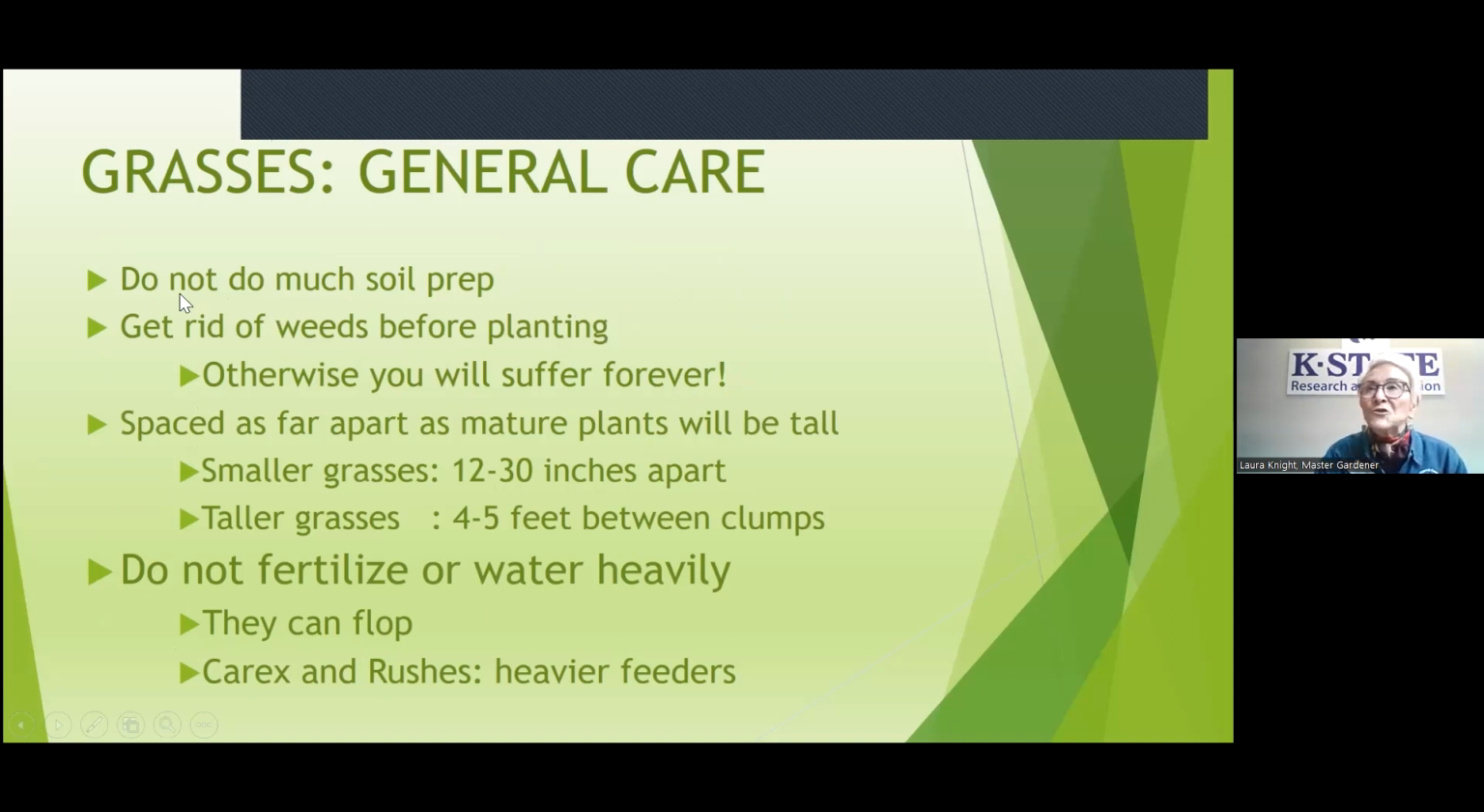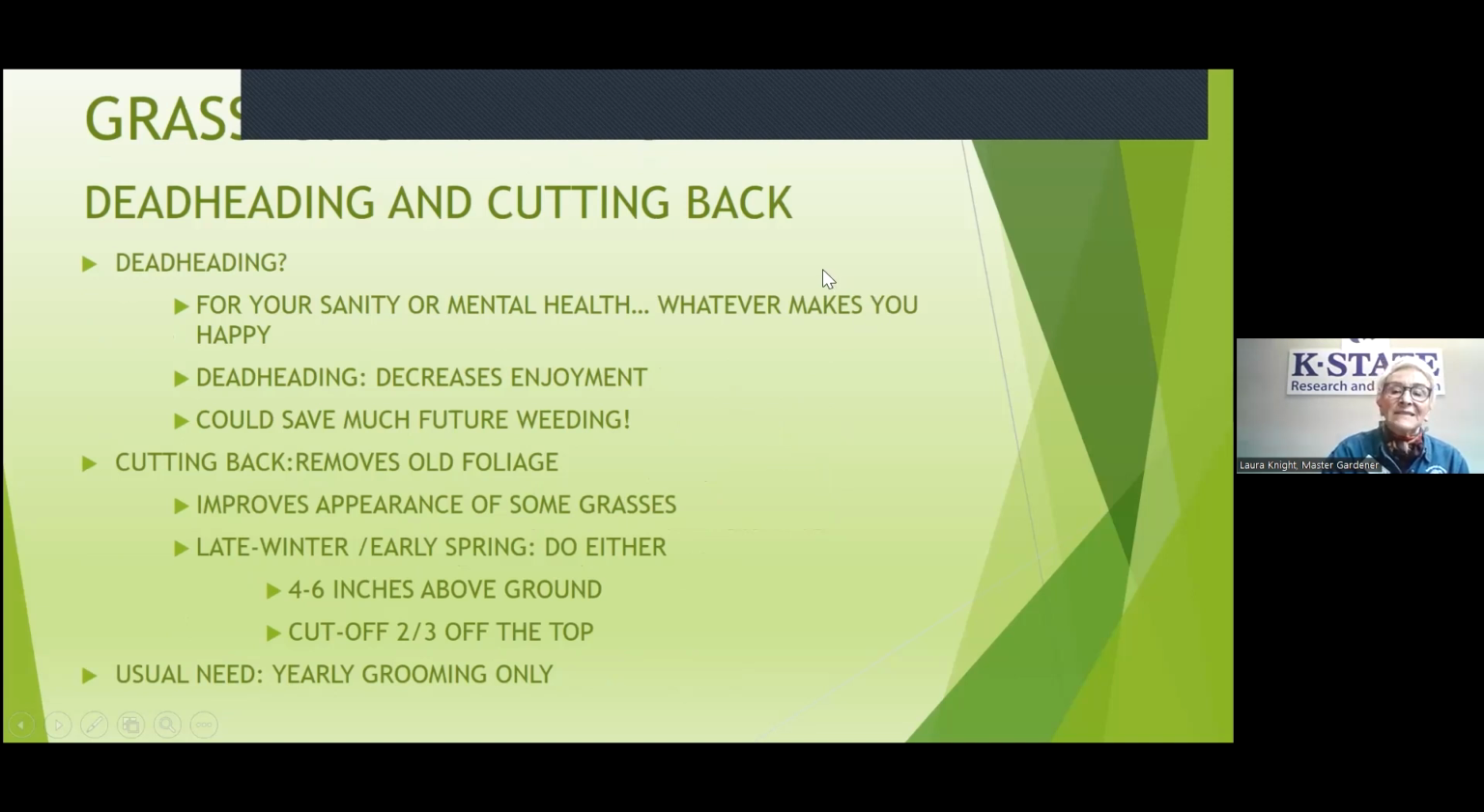Do not do much soil prep. They love to suffer. It's okay, but you do have to water them when you establish them, probably the second year. And get rid of the weeds at the site where you are. That's what you need to do. You have to get rid of the weeds, otherwise you will be suffering. And these are the spaces that they give you. The smaller grasses 12 to 30 inches, the taller grasses 4 to 5 feet. I do my smaller grasses very, very close together. Do not fertilize or water heavily because it's not good.